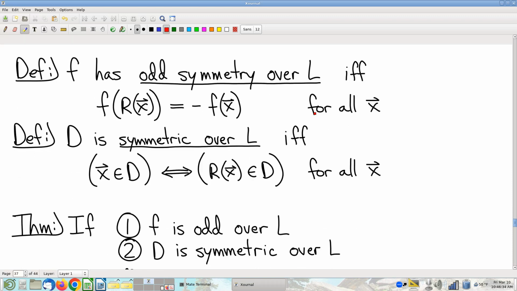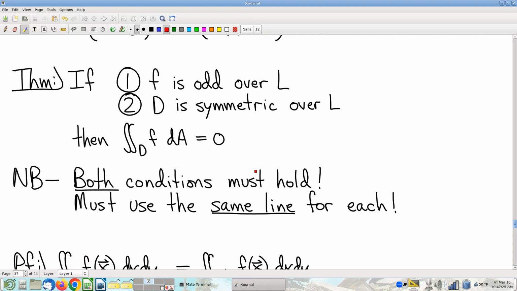So with this reflection in mind, I'm going to make the analogous definitions of what we mean by odd and what we mean by symmetric. Same basic ideas. Odd symmetry means that you get a minus sign when you reflect, totally analogous to the definition of odd for a single variable function. And a domain, we say, is symmetric if a point and its reflection are either both in the set or neither in the set. In other words, anytime you have a point in the set, its reflection is also in the set. That's kind of a Rorschach test point of view on symmetry. Okay, with these definitions in mind, we get this awesome brand new theorem, and hopefully very familiar: if you have an odd function and a symmetric domain, your integral is 0. Awesome result.